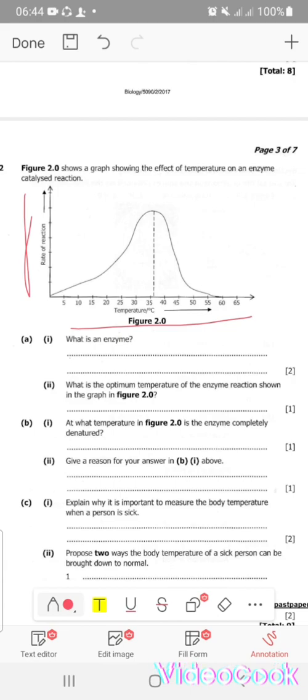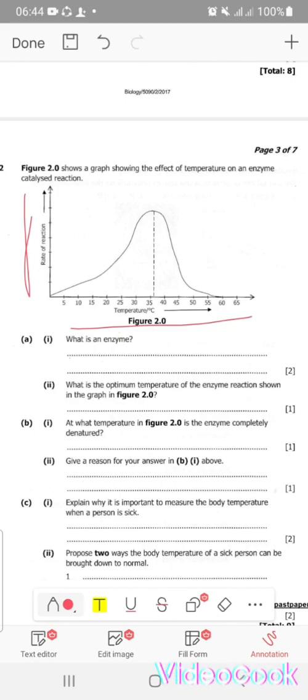So what is an enzyme? An enzyme is a biological catalyst that speeds up the rate of metabolic reactions in the body and remains itself unchanged. That's what is called an enzyme.